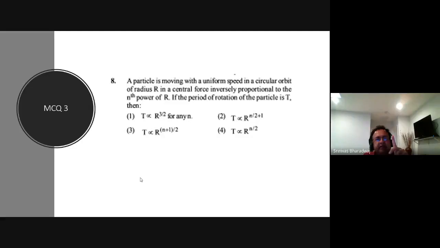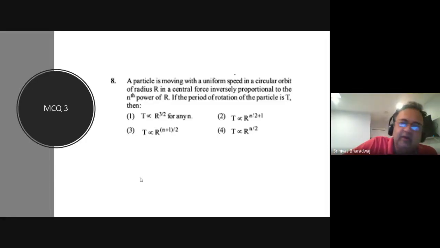He's saying, see, normally, right, you know T square is proportional to r cubed, but that happens when the nth power is 2, right? The second power of r. The central force in gravitation is what? GMm by r square, second power of r, right? So if the period of rotation of the particle is T square proportional to r cubed, right? So he's trying to say, but if I make it nth power, what will happen? So he's trying to see if you know how to derive this equation, right?